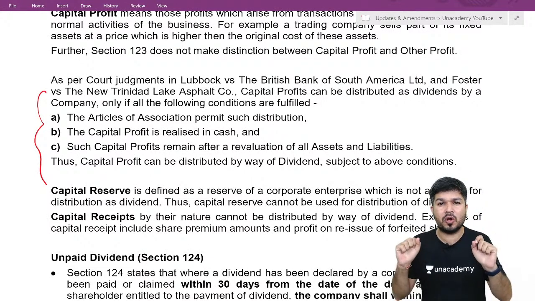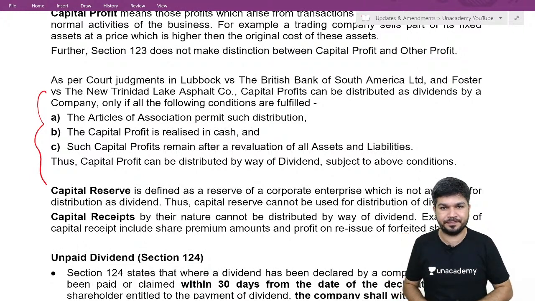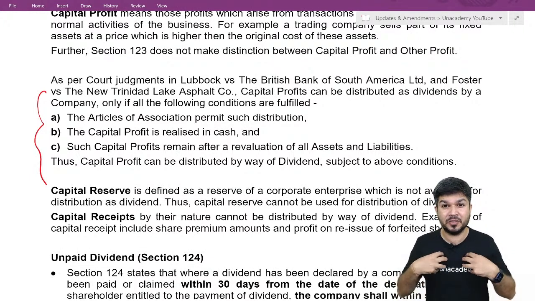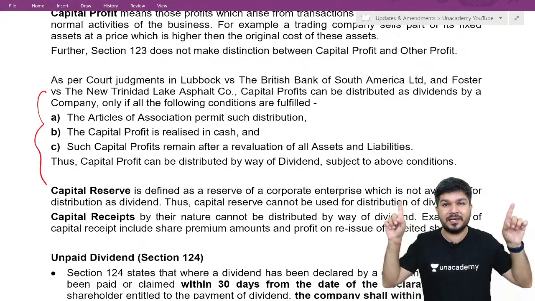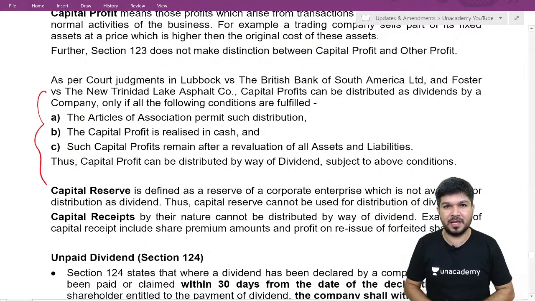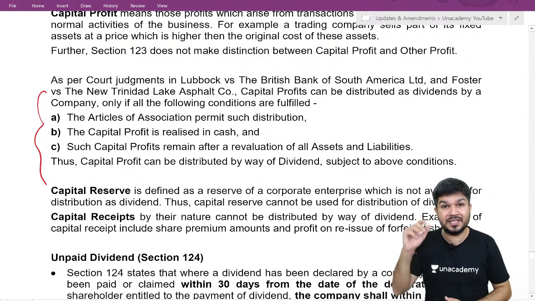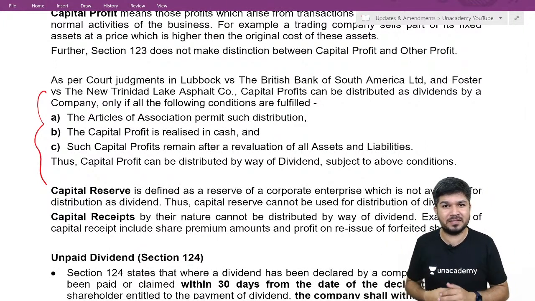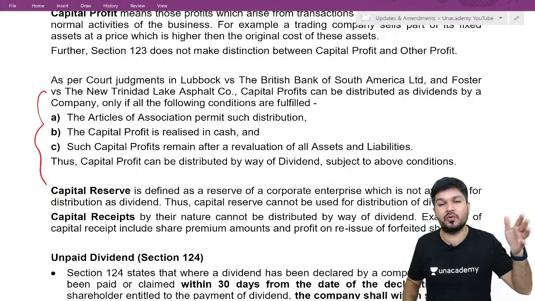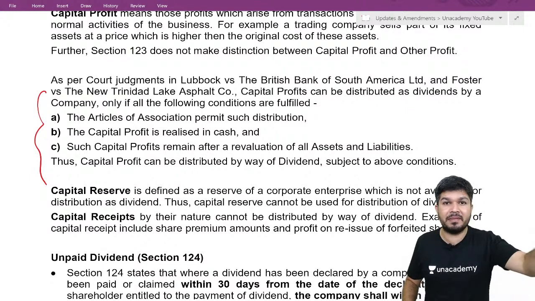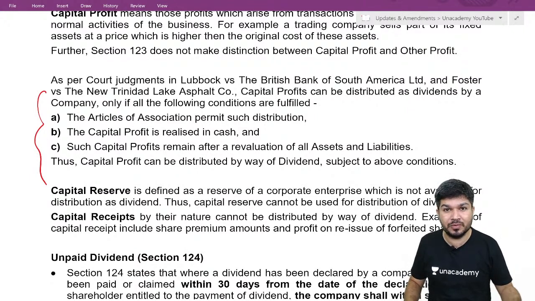Sir, what if I'm not able to pay within 30 days? Okay, if you're not paying due to your fault, penalty under Section 127 applies. But if you're not paying due to shareholder's fault, like shareholder has changed his bank detail, you don't have the revised bank detail, old bank account is closed. You transfer money in bank account, money is coming back. What do I do in that case?